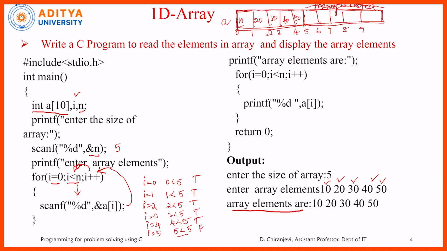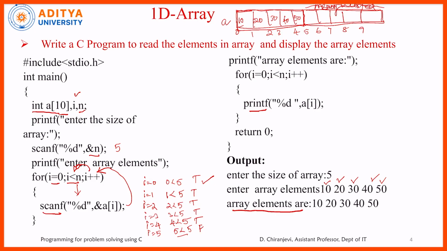To display, because we need to display multiple elements, again we use a loop. You need to display elements from index 0, so the i value is initialized to 0. Now 0 less than 5, this is true. If it is true, this time you are printing. When reading, you used scanf every time; now you are printing, so you need to use the printf function.